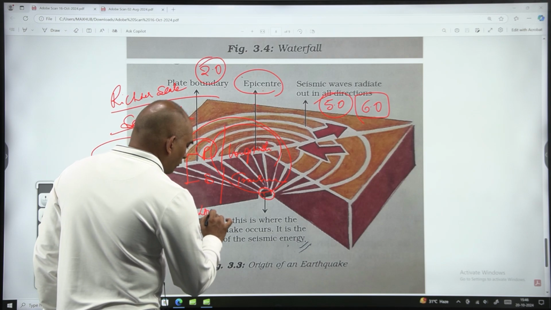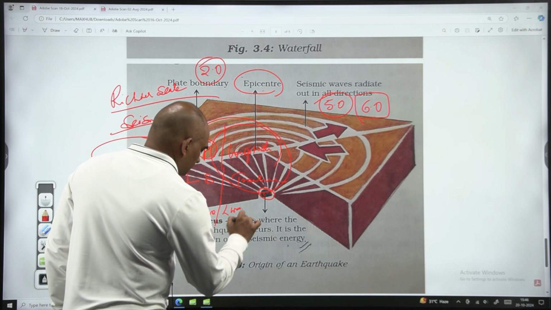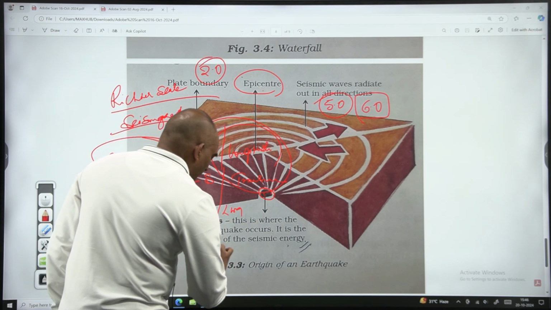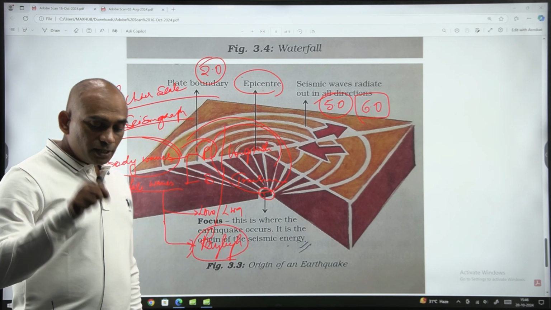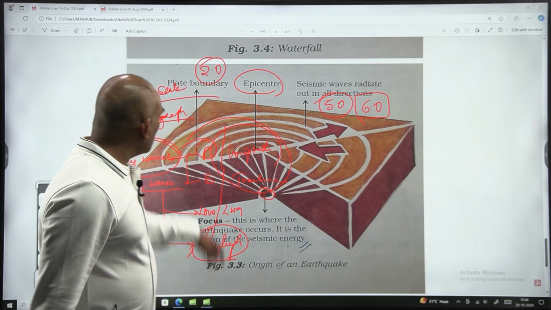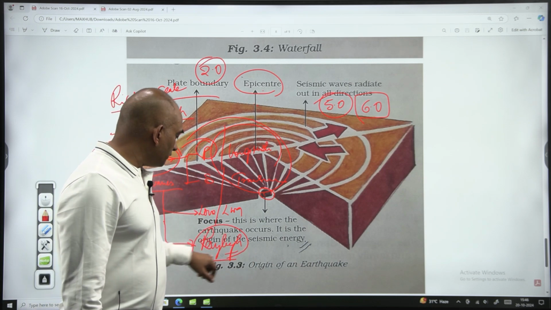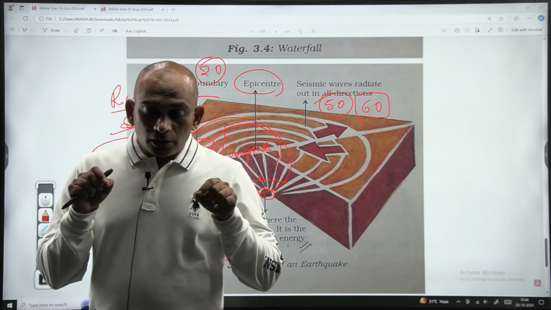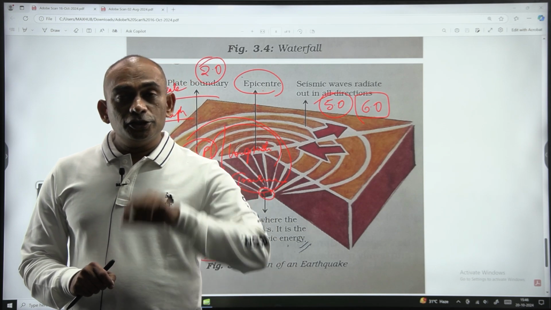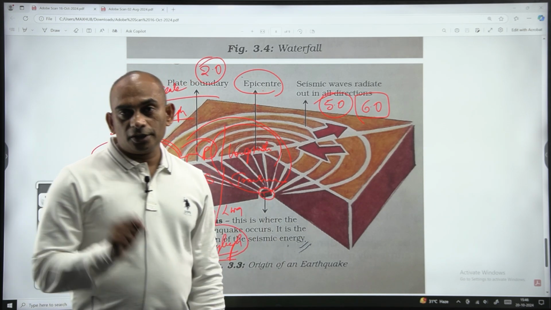Okay, so these surface waves are again divided into two. One is Love waves or L waves, and another one is Rayleigh waves. Actually, in this chapter, they have mentioned only 3 waves, P, S and L. They did not give Rayleigh waves. So, these earthquake waves are divided into 4 types in general.